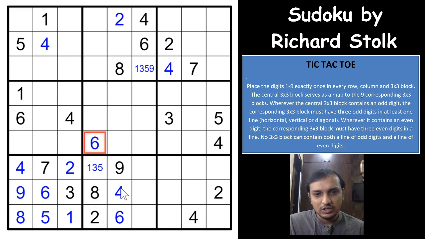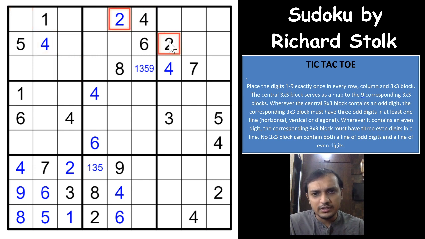That's nice. So 4 here and here will give you a 4 here. So you have an even digit here, right? Excellent. Which means that you will have 3 even digits diagonally, right? It cannot be in a straight line, that we have already deduced. So you'll have 3 even digits diagonally. Let's see if we are able to mark that here.